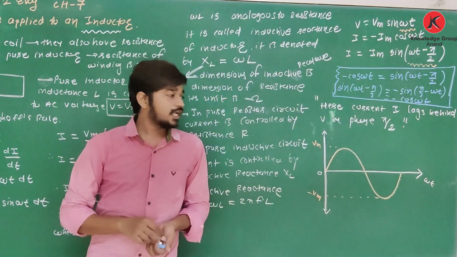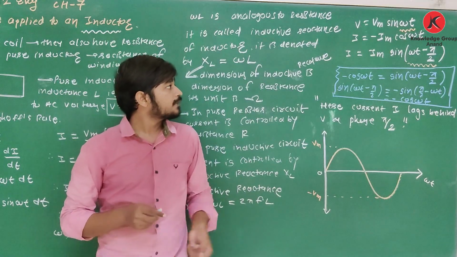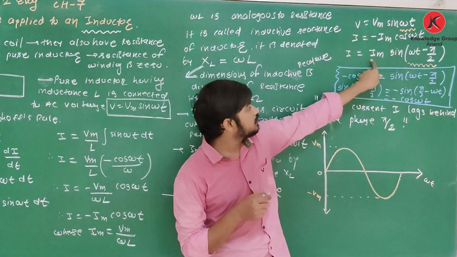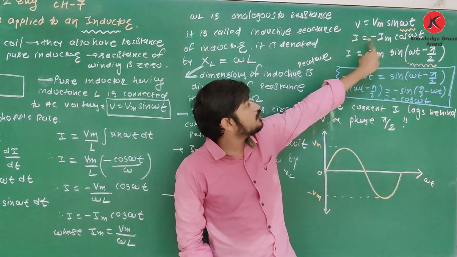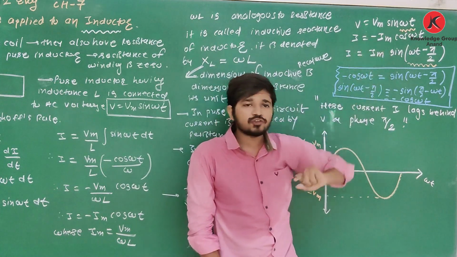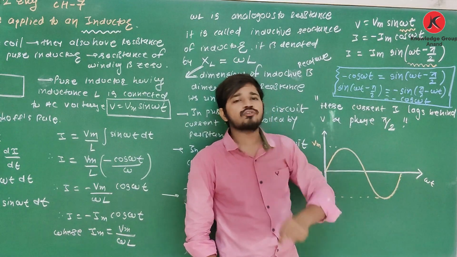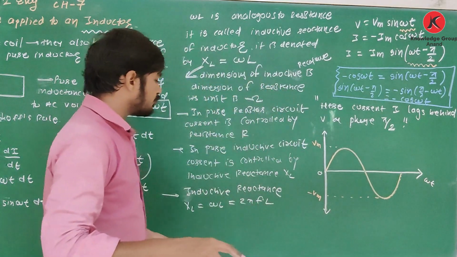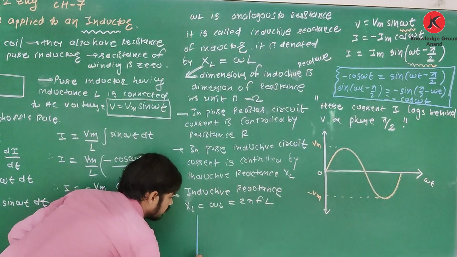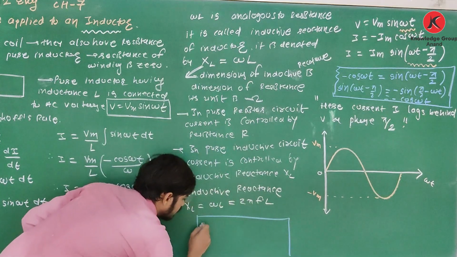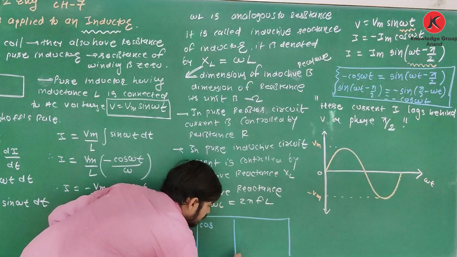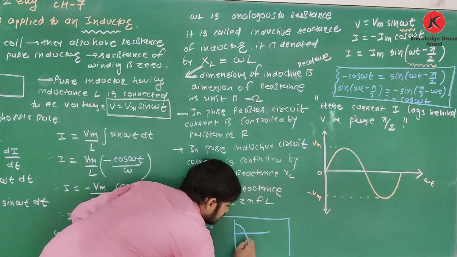Any doubt? Okay, now how to draw graph of I? Yes, it is last equation, but see, it is simple one. I is equal to minus Im cos omega t. See, what is graph of cos? Yes, here I will draw graph of cos. It is like this.